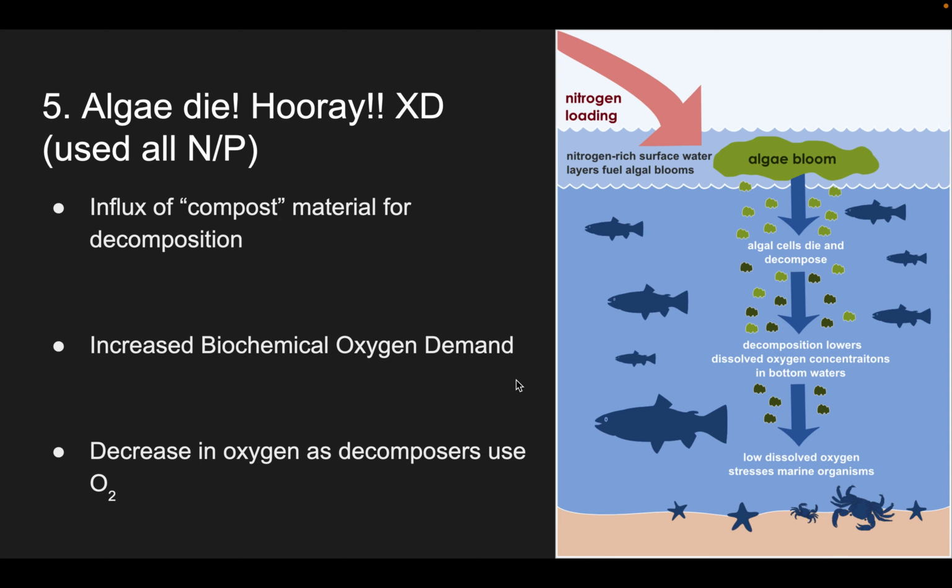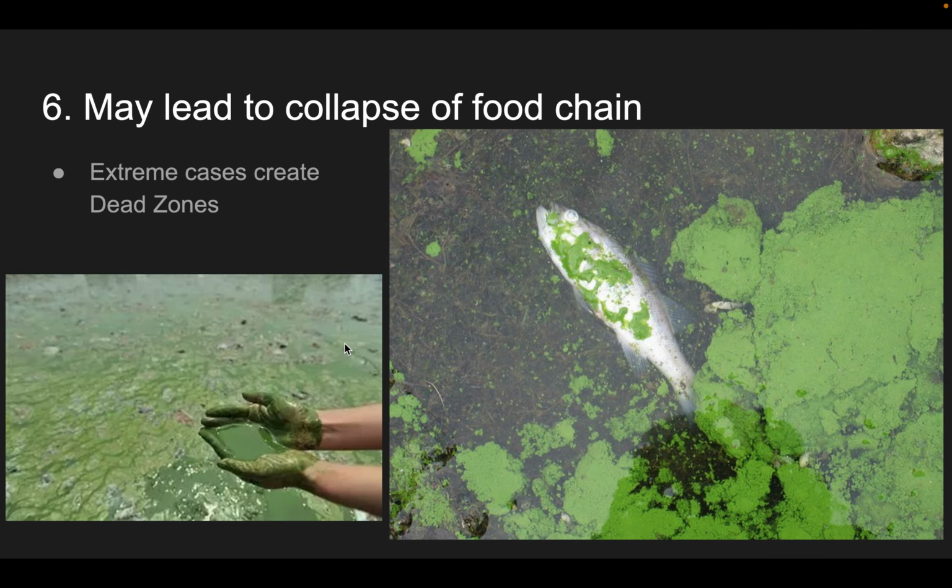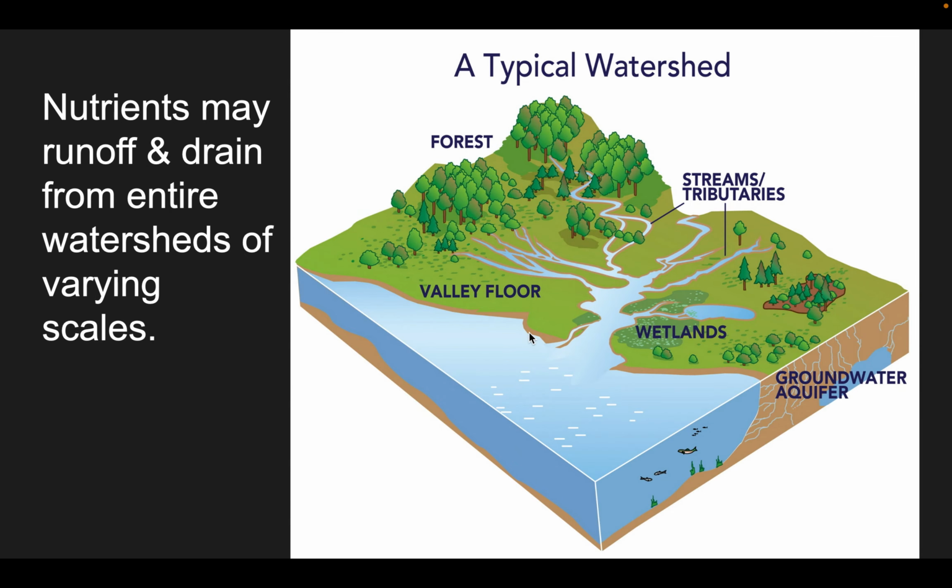And then as they're respiring, they're using up the oxygen, our level of dissolved oxygen decreases, stressing all those marine organisms. Sometimes this could lead to entire food chain collapses or dead zones. Yeah, pretty grim stuff. So these happen at varying scales too.